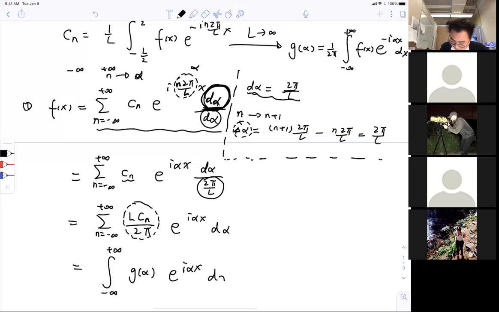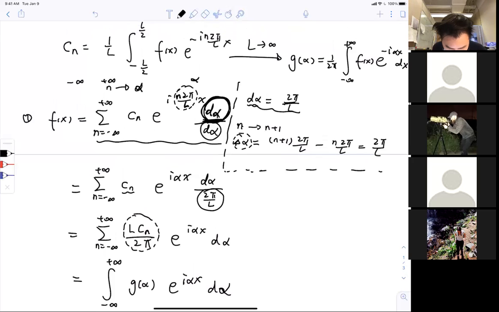Could you repeat the logic on getting to the integral? I didn't quite catch that. Okay, sure. That's quite important.